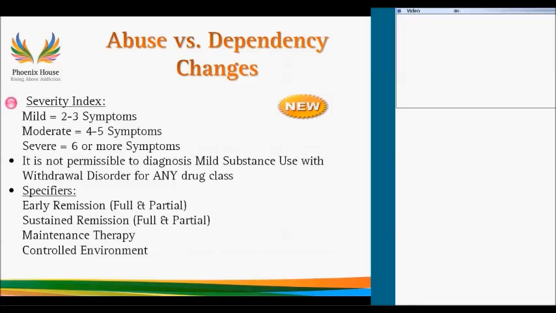How can I be certain I'm documenting properly using the new criteria for substance use disorders? How can I practice this documentation and get my work evaluated?